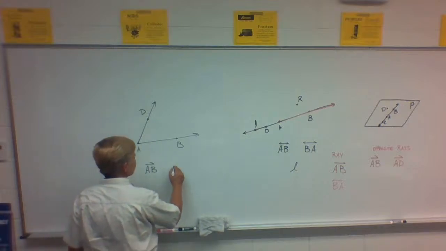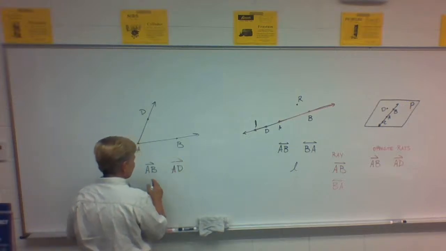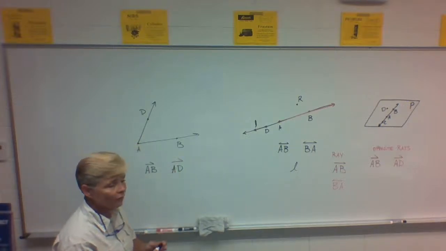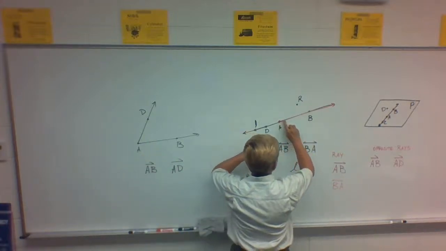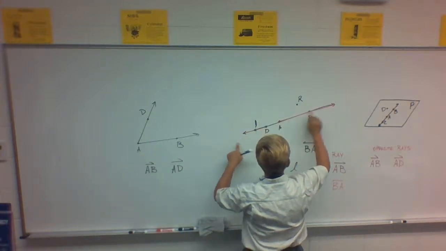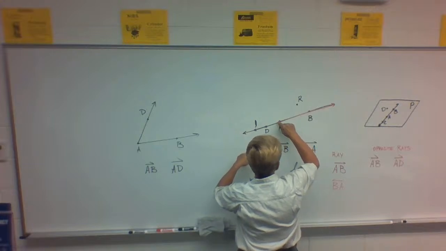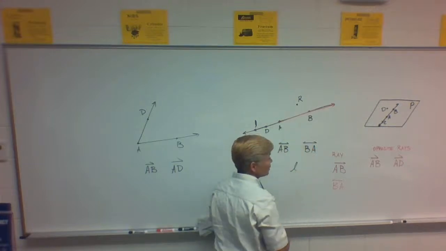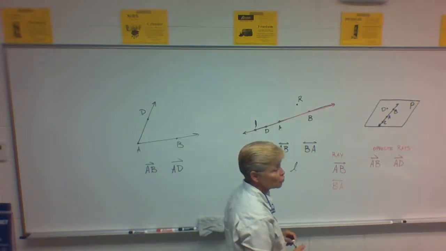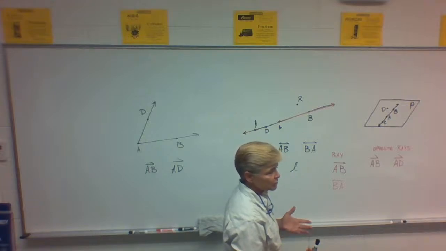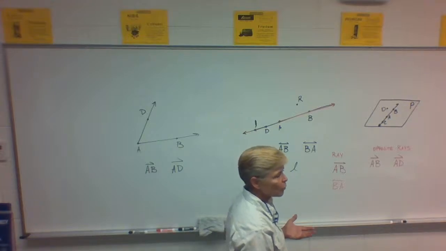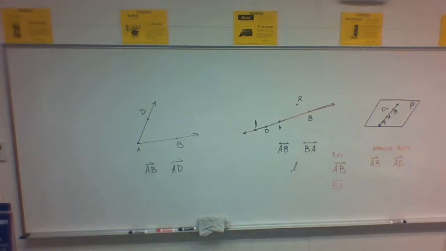AB and AD here are not opposite. AB and AD form the sides of an angle now. Opposite rays, if I go out this way and then start here and come back this way, that is also an angle, but a very special one, and it's really strange. It's an oxymoron. It's called a straight angle. It's 180 degrees. We'll talk more about that later. But for right now, we will call those opposite rays. Okay, look at example 2, please.